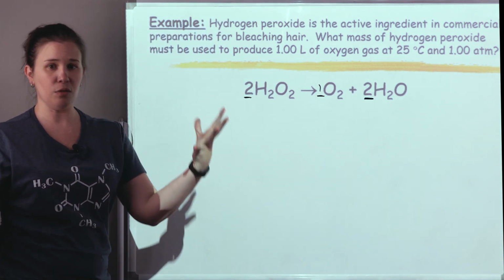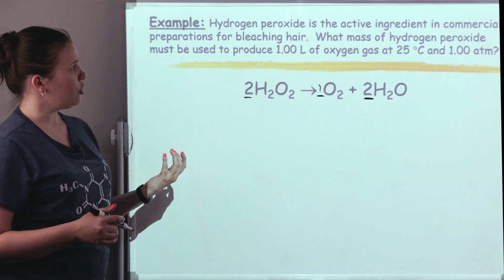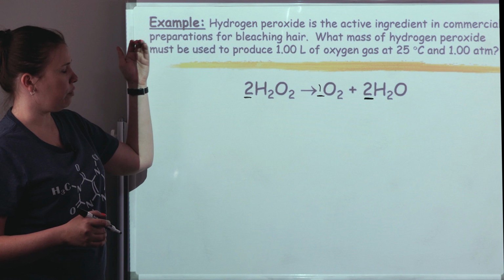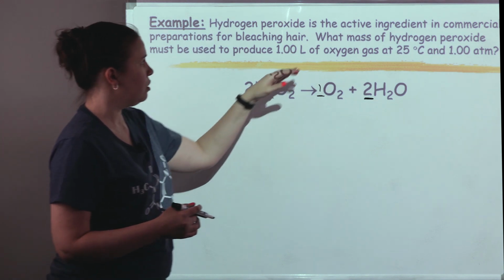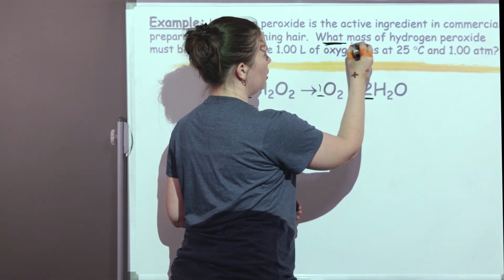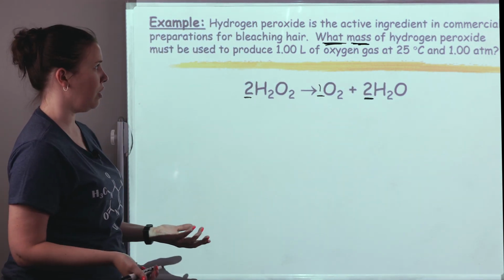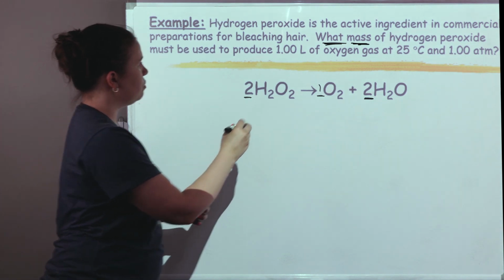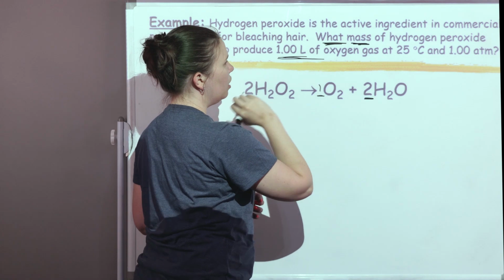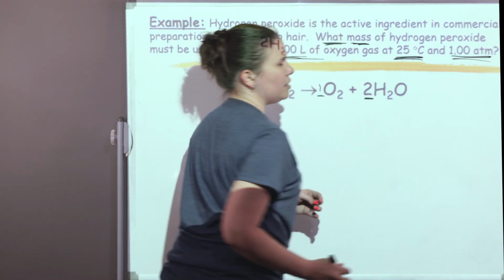Since it said it's stoichiometry, we know that's going to be an important factor, right? Let's look at the actual information given in the question. Hydrogen peroxide used for bleaching hair. Great, who cares? What mass of hydrogen peroxide? So I found the what and what I'm looking for. I'm trying to find a mass or an amount of hydrogen peroxide. Must be used to produce 1 liter of oxygen gas at 25 degrees Celsius and 1 atm.